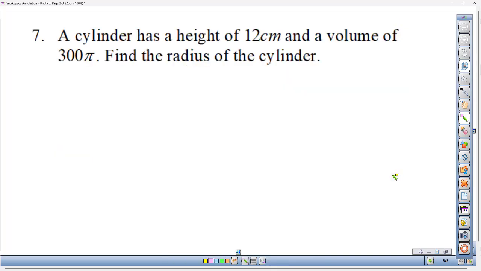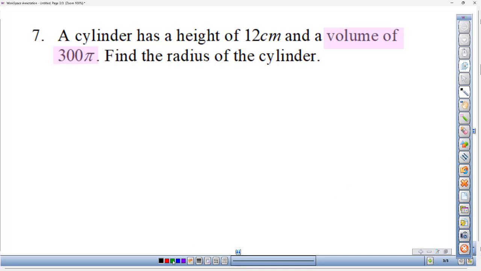Number 7: a cylinder has a height of 12 centimeters and a volume of 300 pi. It should be centimeters cubed. Find the radius of the cylinder. Do you notice that on most of these problems they're asking us to calculate the volume, but on this one they're not? They give us the volume. In my geometry classes, we talked about this as solving backwards. So how do you do one like this?